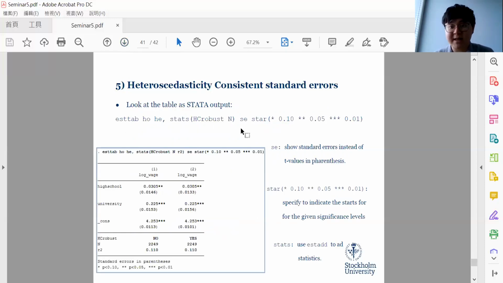And then the next step is that you use esttab to document these two variables, whole and he. And then these are the other things that you would like to put in your regression: stats, which is the statistics, and se stands for standard error, and star stands for the significance level. By doing this, you can get this format.